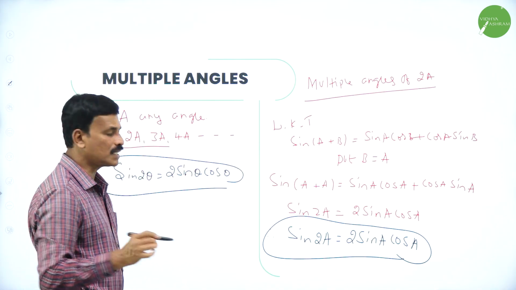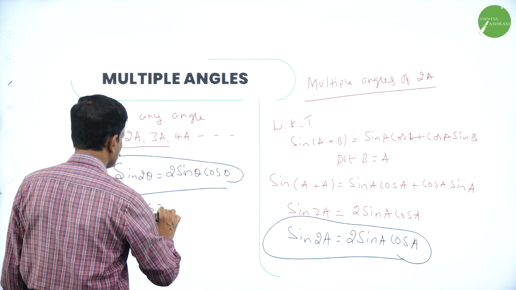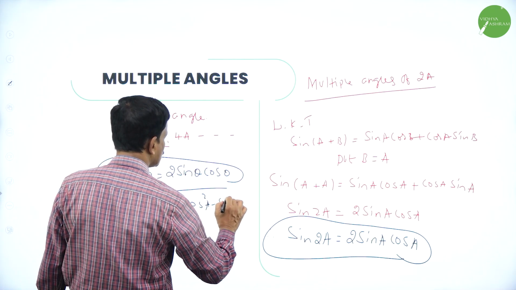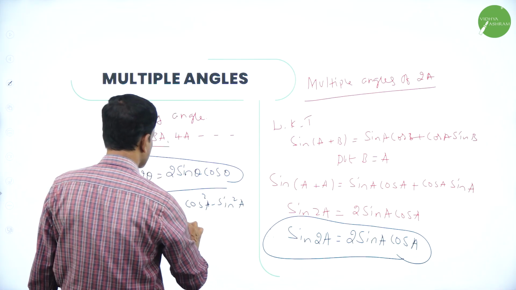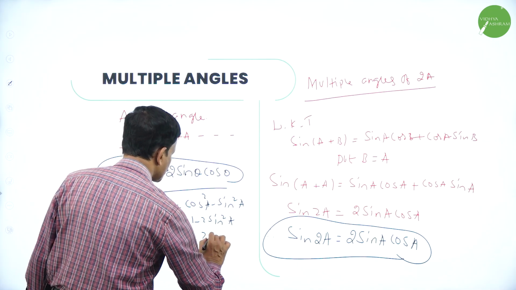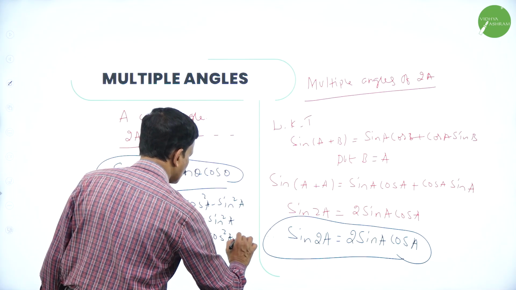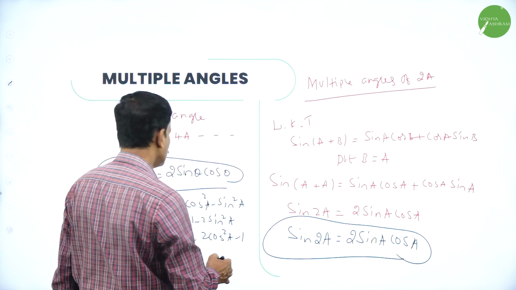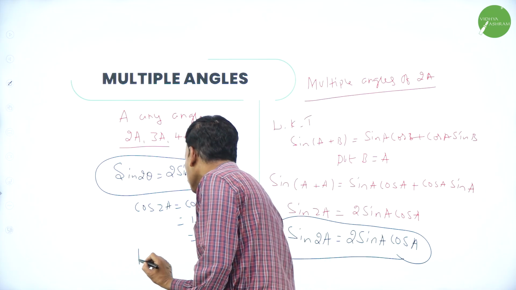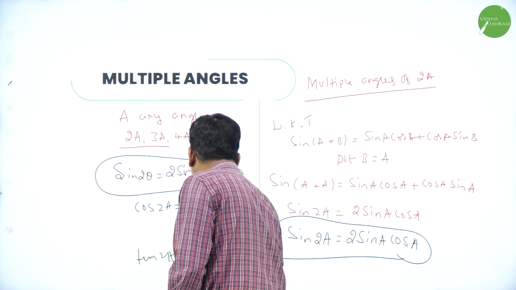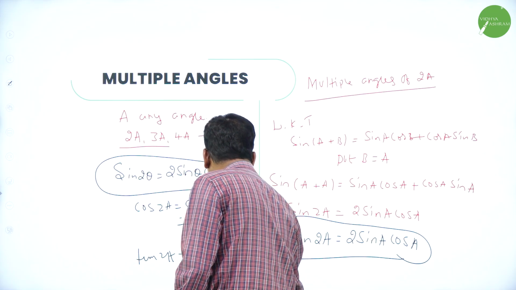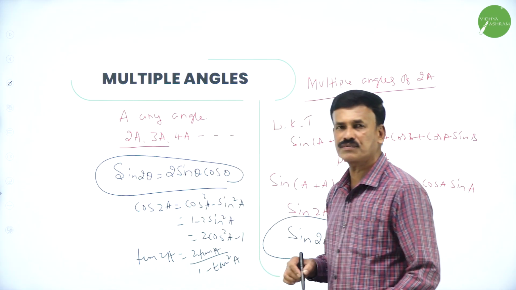Similarly, we have the multiple angle of cos 2A. Cos 2A is equal to cos square A minus sin square A. This is also equal to 1 minus 2 sin square A, and also equal to 2 cos square A minus 1. We will derive this also. And similarly tan 2A can be written as 2 tan A divided by 1 minus tan square A. So, these are the multiple angles of 2A.